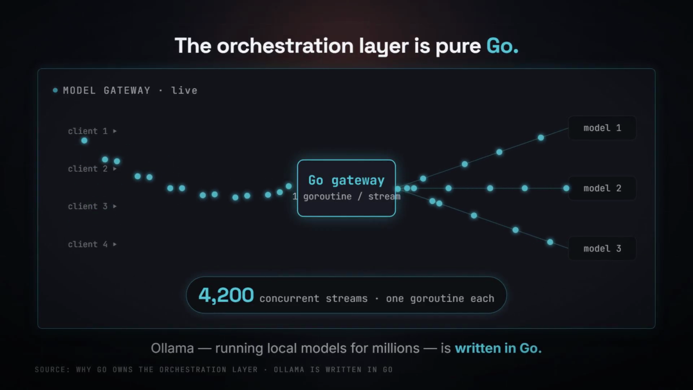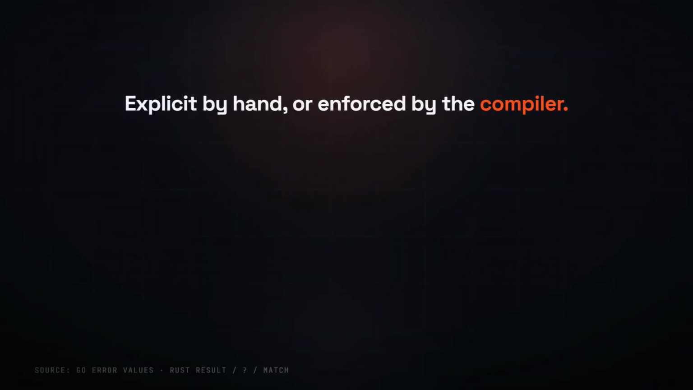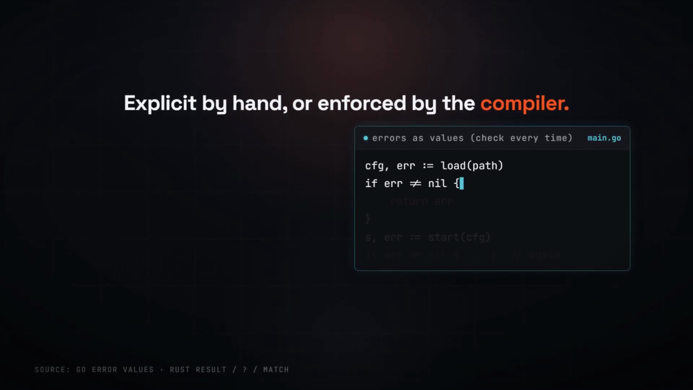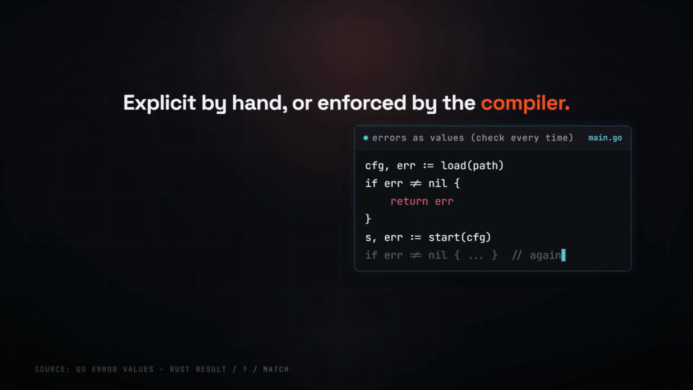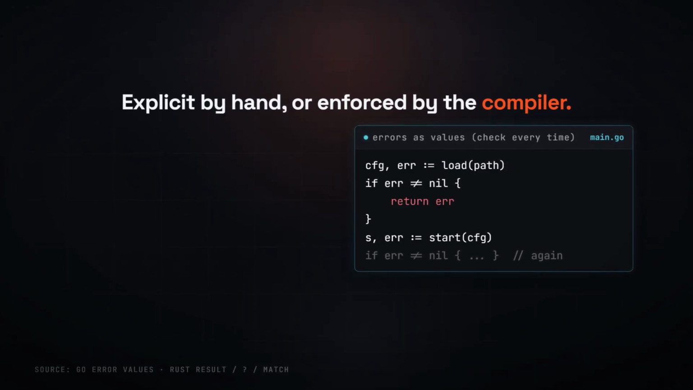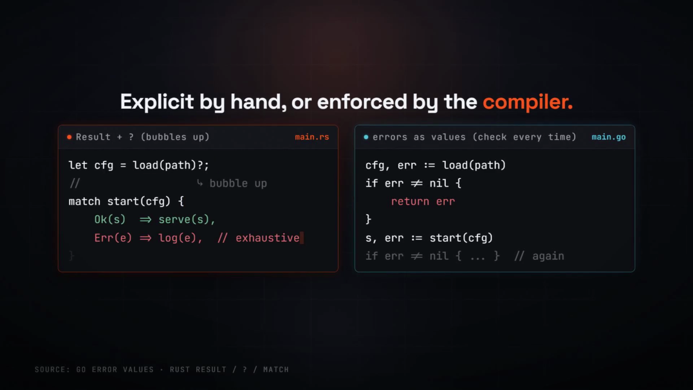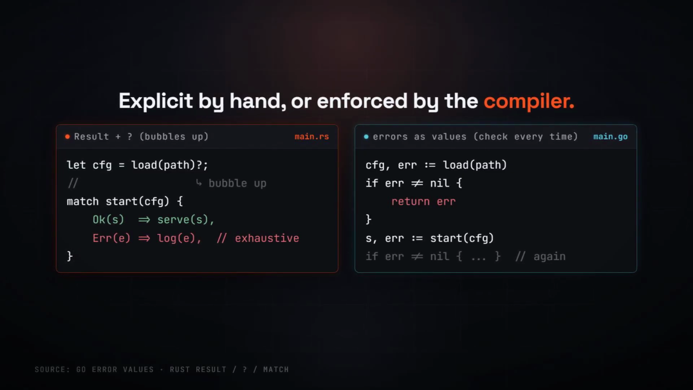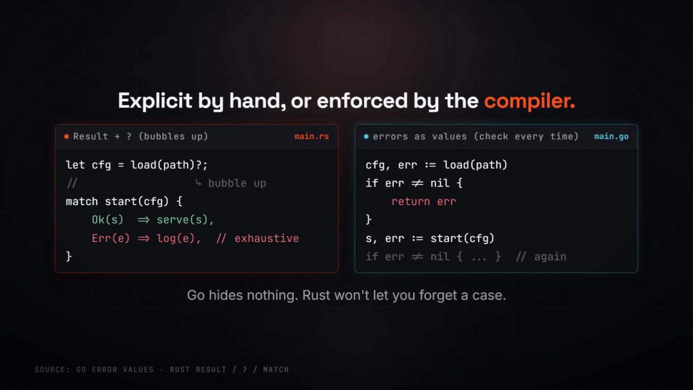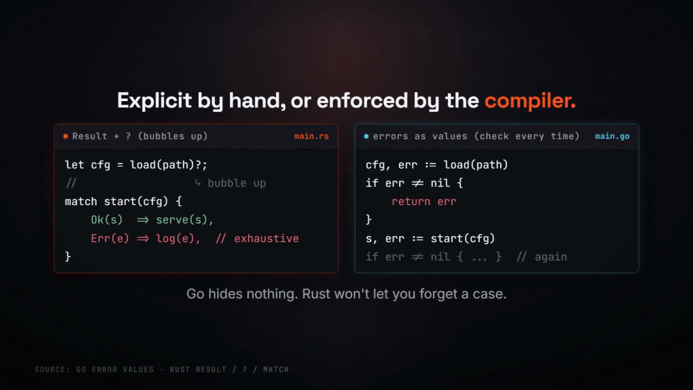Different layer, different winner. Even error handling splits them. Go returns errors as plain values. You check them with an explicit if, again and again. It is verbose, but nothing is ever hidden. Rust wraps them in a result type with a question mark operator that bubbles failures up cleanly, and a match the compiler will not let you leave incomplete. Explicit by hand or enforced by the compiler.